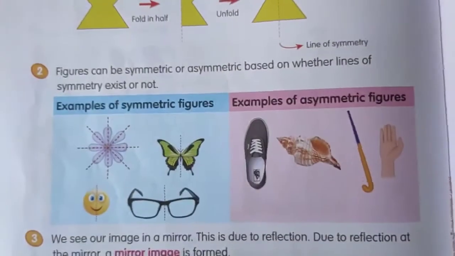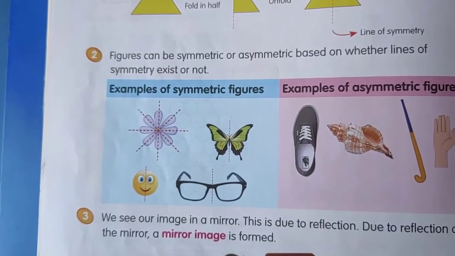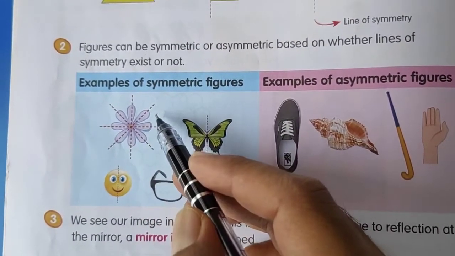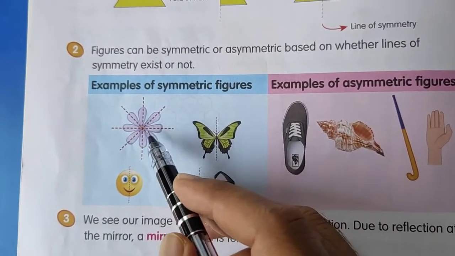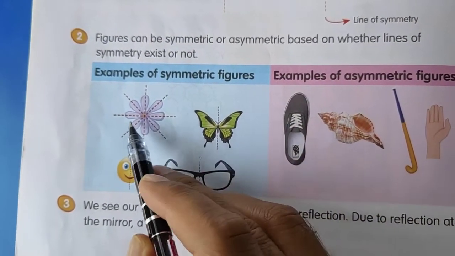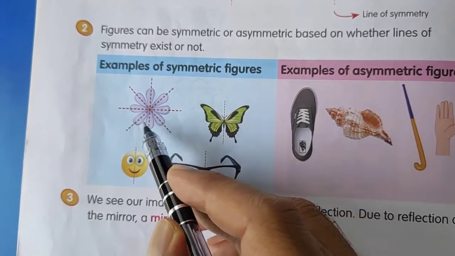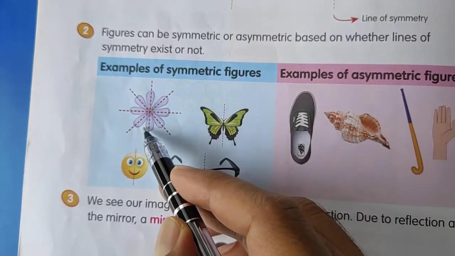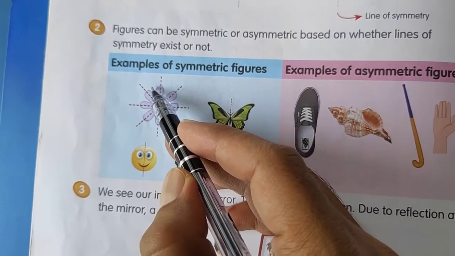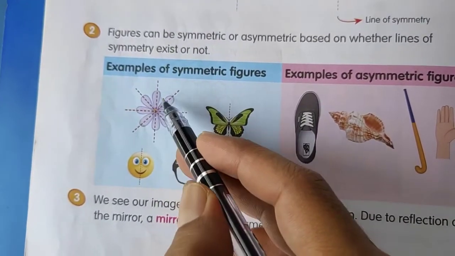What is the meaning of these more lines? Why more lines? Consider this diagram here. More lines means we can fold this diagram in different ways. First of all, if we consider this line, I will fold this left hand side part on that. Again, if I consider this line, I can fold this part, which is on the right hand side of that line, onto the left hand side. So like this, we can fold this diagram in different ways.